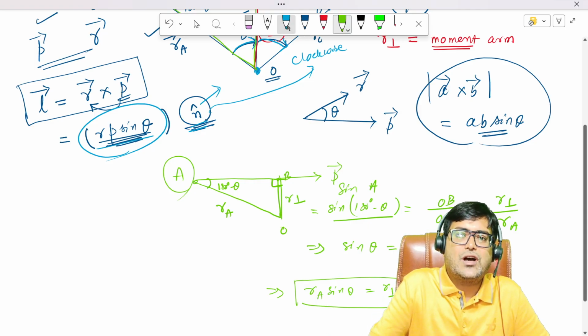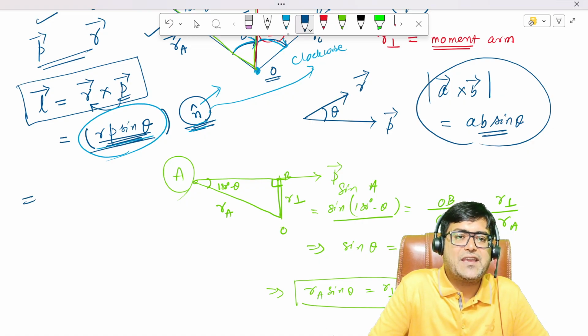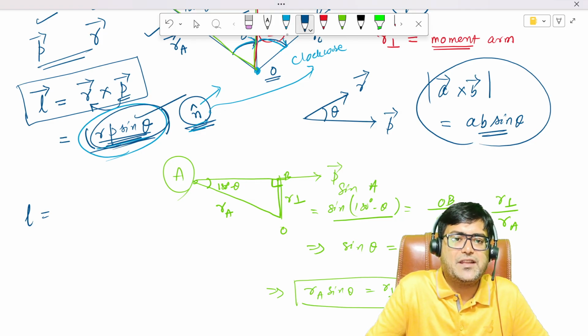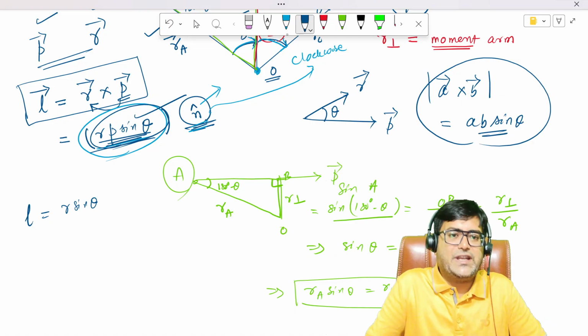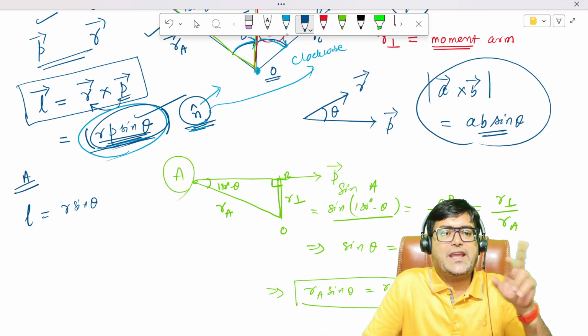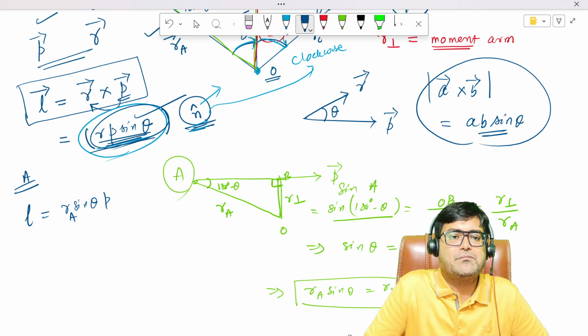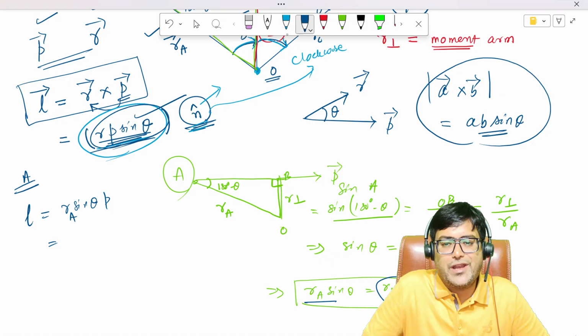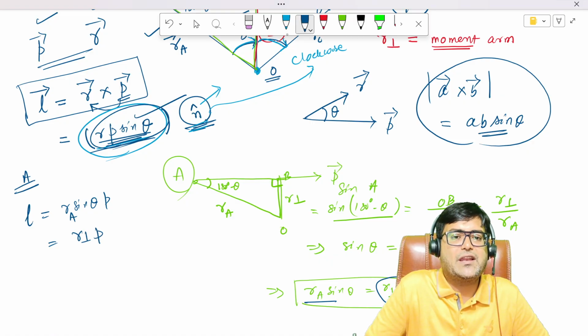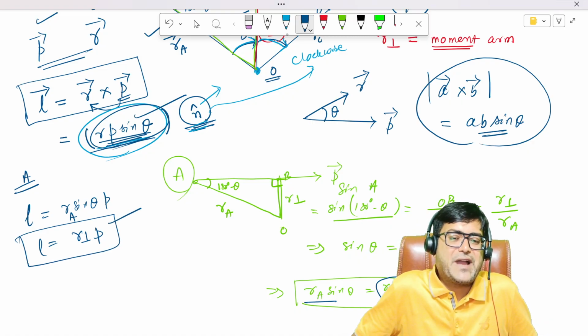Good. So I can rewrite this. My angular momentum will have the magnitude, let me write it clearly, r p sine theta. I've written it here, right? So let's consider point A. At point A, L is equal to r_A sine theta times p. But then r_A sine theta already equals r perpendicular. So it's r perpendicular p, yes or no? Very simple, isn't it? The magnitude.